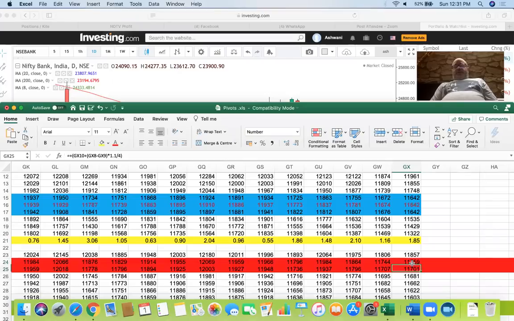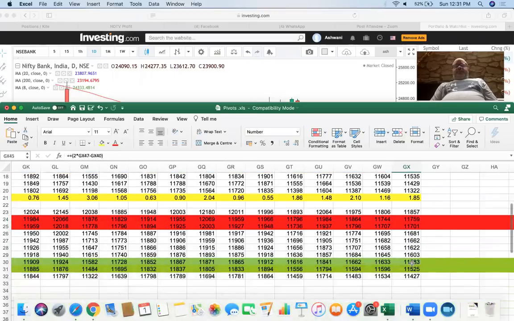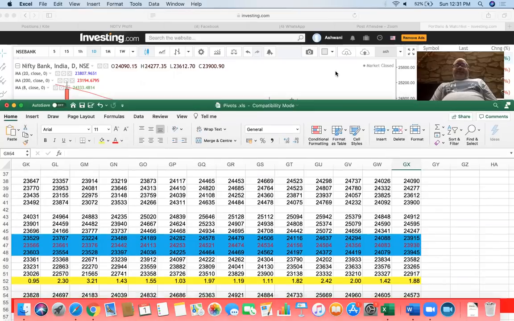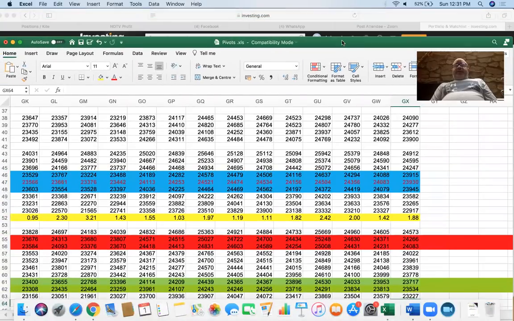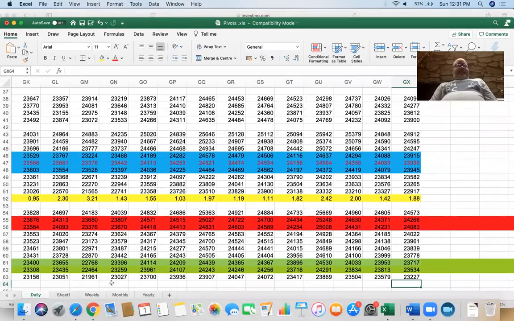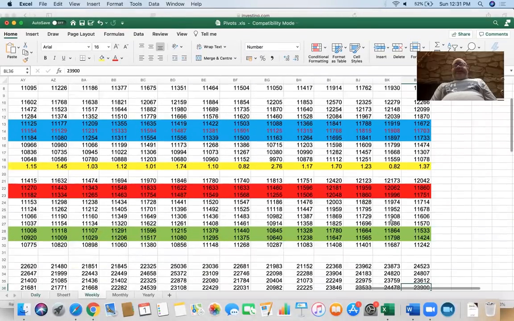On pivots, the Bank Nifty pivot is very close to the Bank Nifty close, 23,930. The S1 here is 23,582 to 24,247. Again, on Bank Nifty, it is expected that you have a sideways type of session.